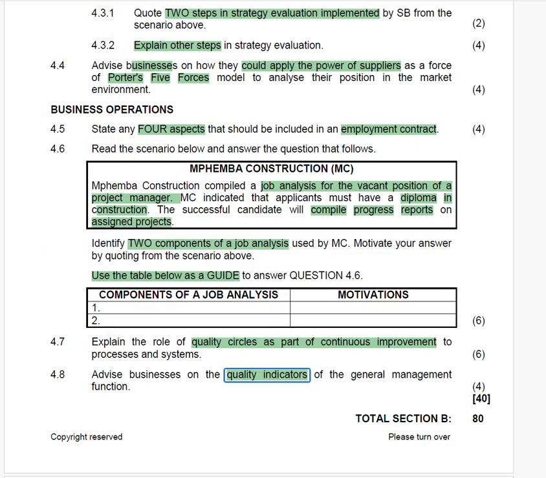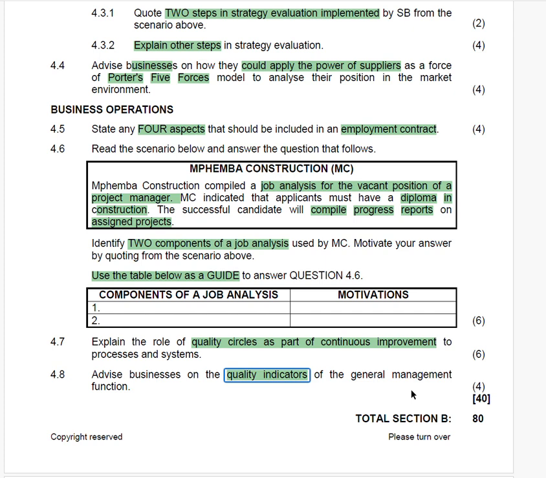Let's go back now and see what we have in 4.7. 4.7, explain the role of quality cycle as part of continuous improvement to processes and systems. So now what we are doing here, we need to explain the role of quality cycling as part of continuous improvement, right? So you need to understand when something is continuous, it's not done now and then we end. So we do produce quality products, but we want to do even more, even better.